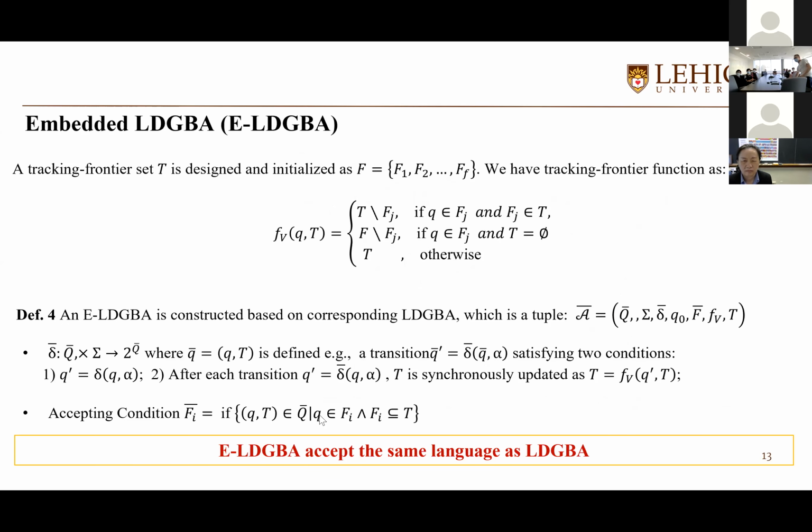So in order to solve the issue, I designed a tracking function, which means we will keep tracking all the unvisited accepting sets online, so that we will give feedback on which one is not visited in each round. And we show that the designed ELDGBA has the same accepting language as the LDGBA, so that we can safely apply it to the model checking problem.